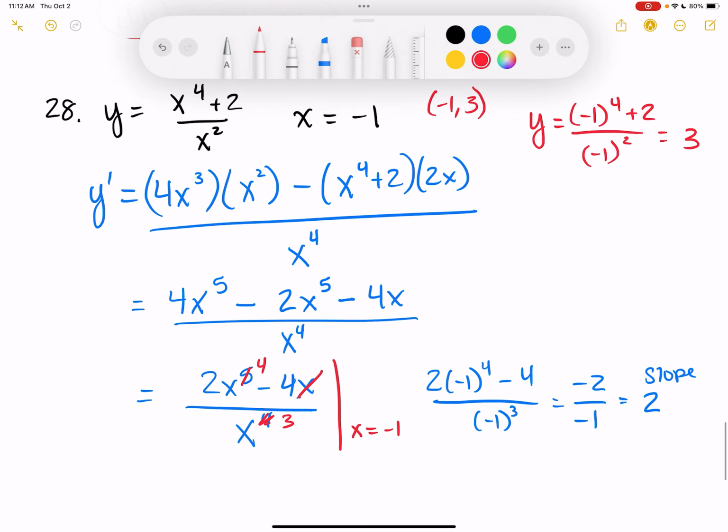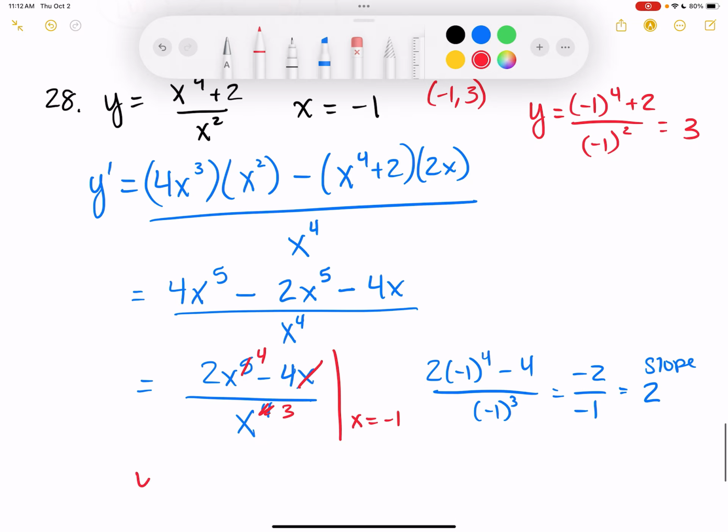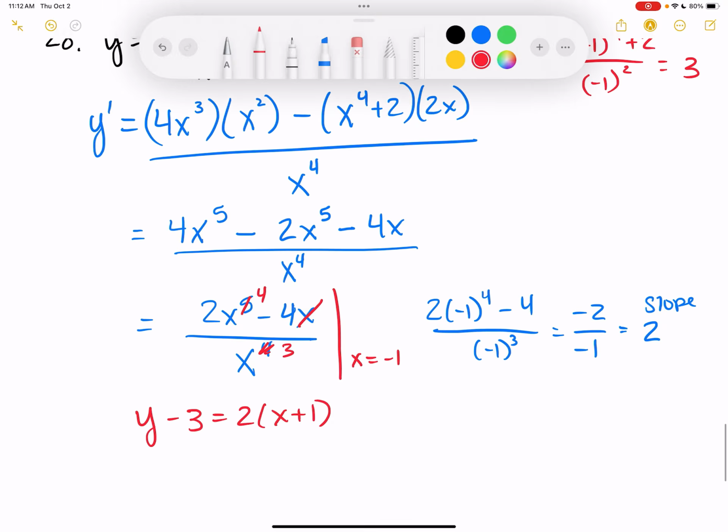And then the point slope form, y minus 3 is equal to 2 times x plus 1. And technically, obviously, this is an okay equation of the line, but to take it to slope-intercept form, because that's how they're going to write it, y equals 2x plus 2 plus 3, so y equals 2x plus 5. So that's my tangent line.